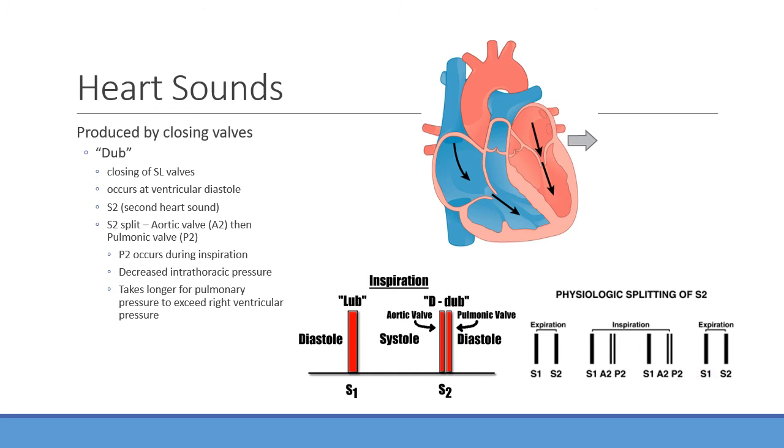Okay, that makes sense how that happens? So again, that pressure coming from the aorta is going to be higher than it would be, especially on inspiration, than it would be on the pulmonary side. It's going to close that a little bit quicker, essentially. Okay.